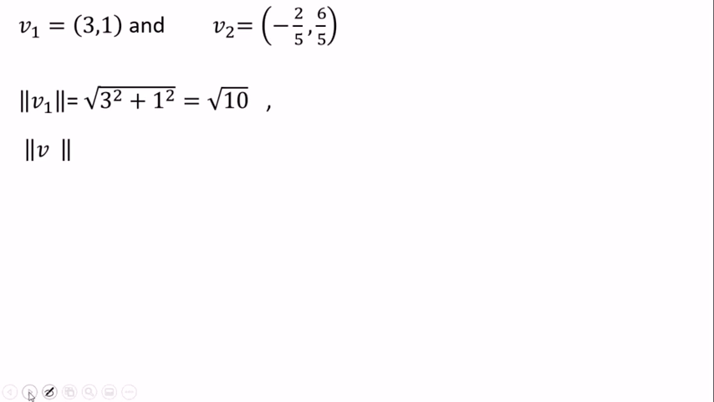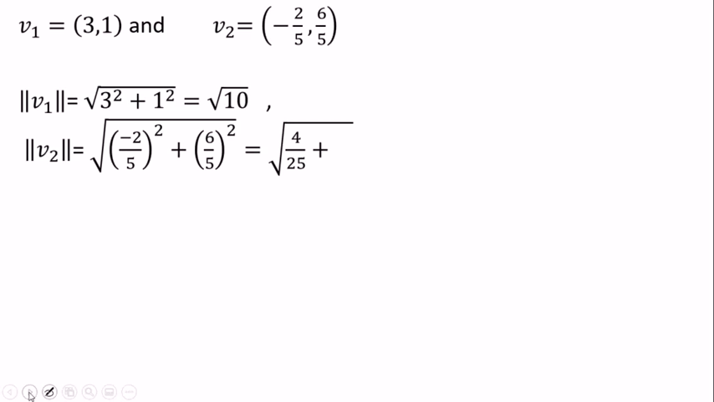To get the norm of v2, again norm of v2 is equal to under root of the first element, minus 2 by 5 square, plus the second element, 6 by 5 square, which is equal to under root of 4 by 25 plus 36 by 25, that is 40 by 25. 4 we can take outside, so 2 upon 5 into root 10. Here we are taking that 4 outside, so we got 2 here, and root of 25 is 5.